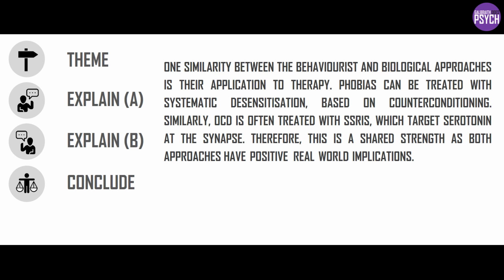I now need to explain thing A. So thing A here is the behaviourist approach. So phobias can be treated with systematic desensitization, which is based on counter-conditioning. We know that's a behaviourist principle. Similarly, there's my comparative language. Similarly, OCD is often treated with SSRIs, selective serotonin reuptake inhibitors. Remember that those are drugs which target serotonin levels in the synapse, and they increase serotonin to improve thinking and improve mood. Anyway, there's thing A, there's thing B.